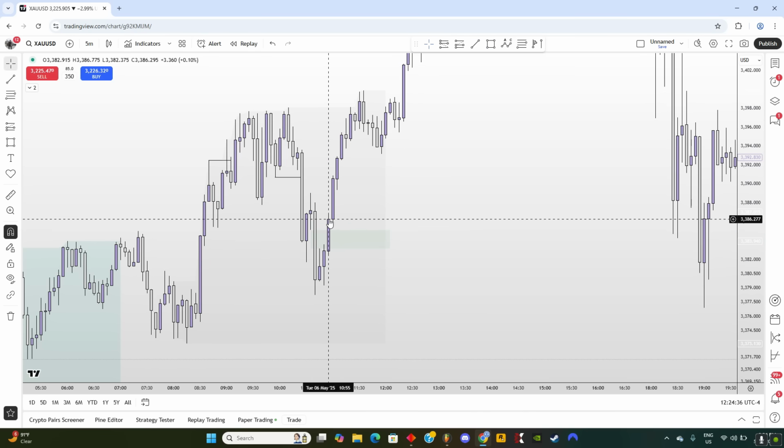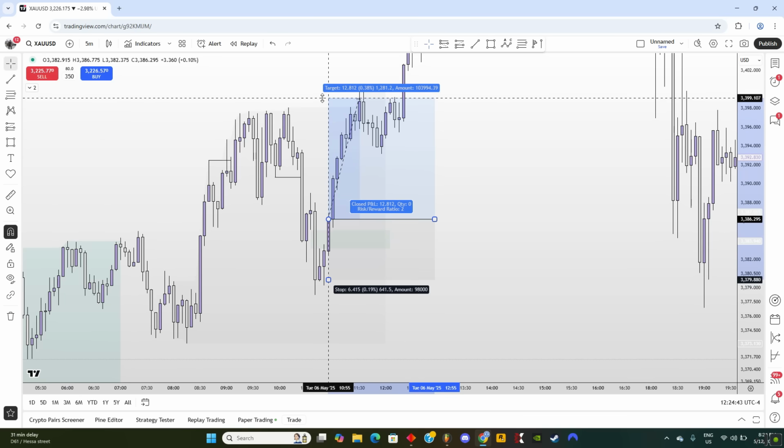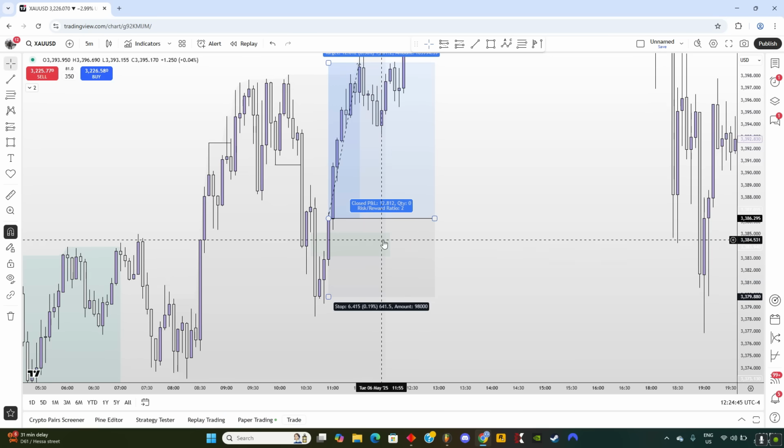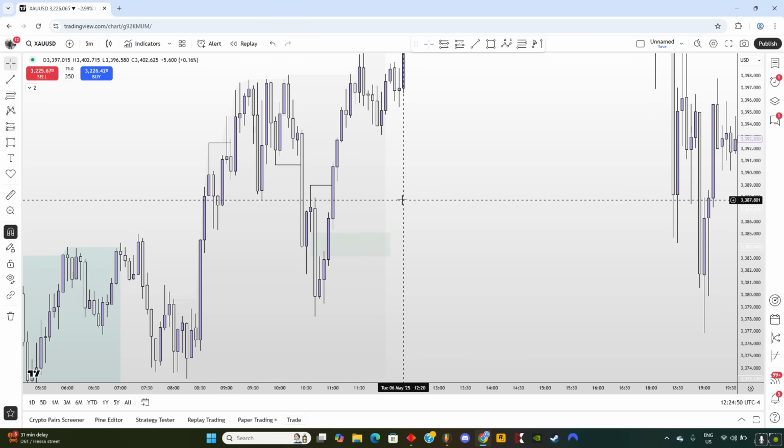Right after the candle closes above this, we take our entry, putting our stops below here, and we can target these highs over here. We can go for 1 to 2 here very easily. You can also see that this closest draw on liquidity was not hit before our entry, and that's why the entry was valid for us.